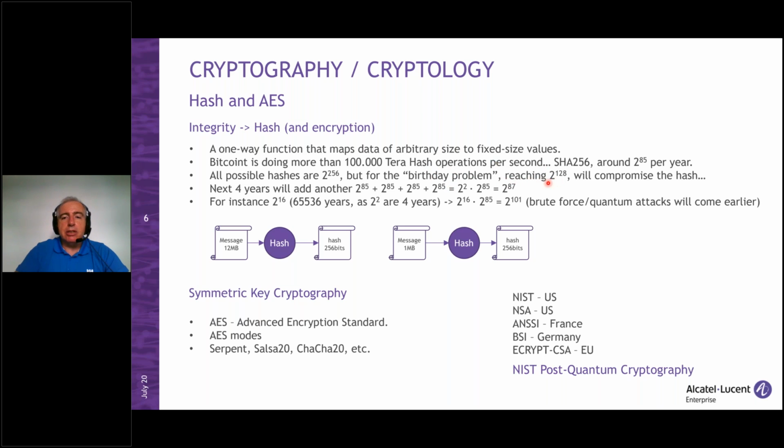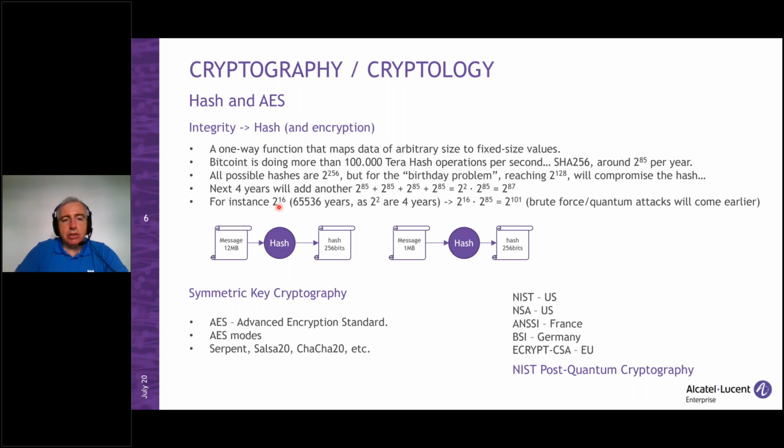When we reach 2 to the power of 228, then we are compromising our hashing algorithm. So let's see what is happening if we continue using the same algorithm in Bitcoin during the next 4 years. So this is 2 to the power of 85 plus another one plus another one plus another one, because it's 4 years. And then we have 2 to the power of 2 times 2 to the power of 85, which is 2 to the power of 87. Okay, it's increasing, but it seems not too crazy.